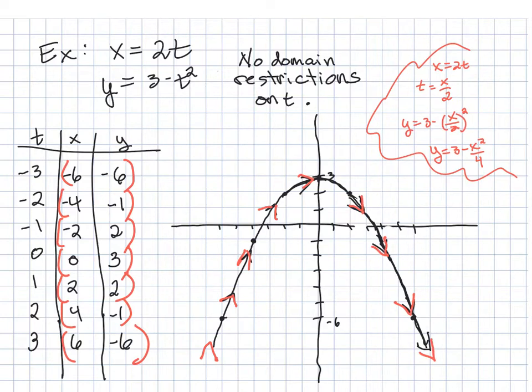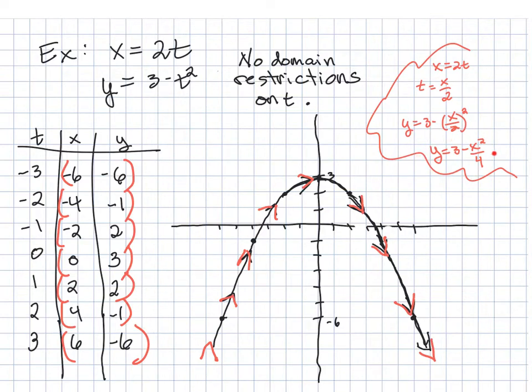Now notice over here, I took my x equation and solved for t, and then I take what t equals and I plug it into the y, and here I have y as a function of x, and I have eliminated the parameter. Later, you're going to be doing this in the homework. You're going to be eliminating the parameter, or you're going to be taking something like this and writing it as a set of parametric equations.